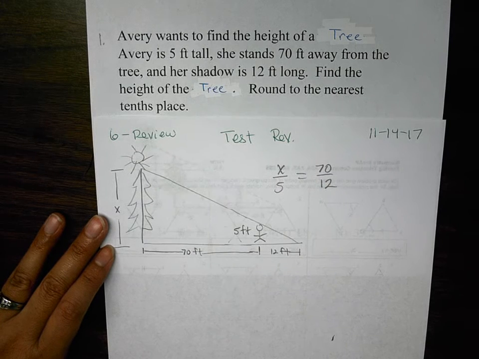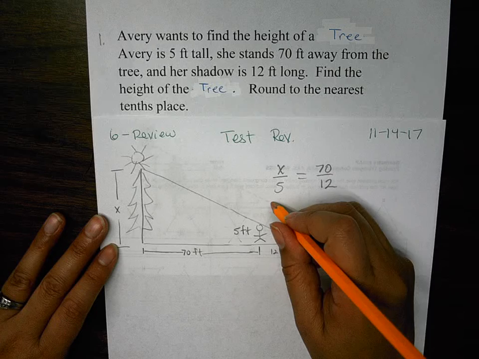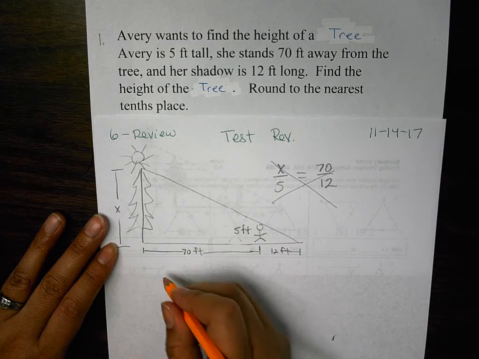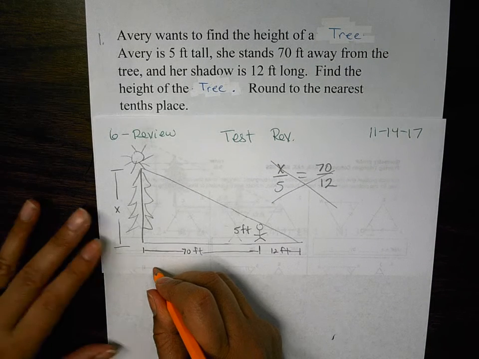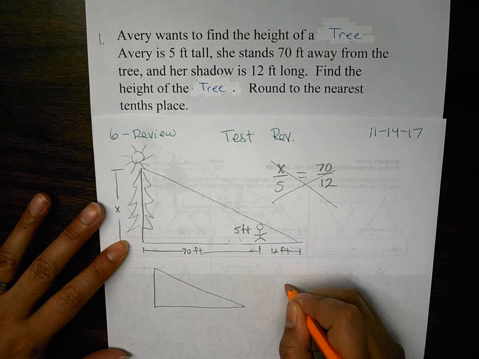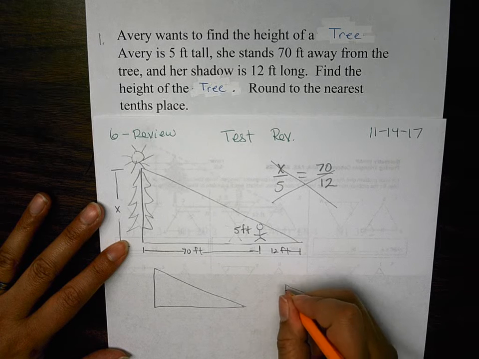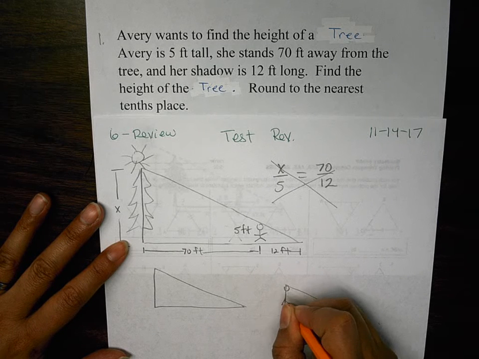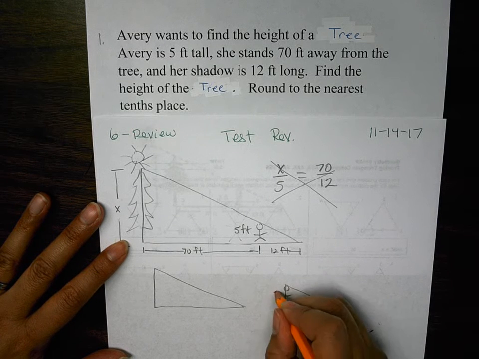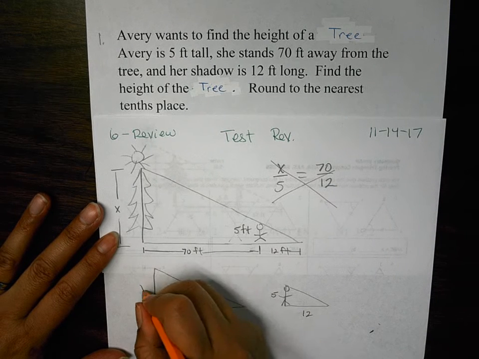Is that correct? Wait, isn't it? No, it should be the total. That's why I'm doing this one, because a lot of kids make that mistake. So I need to see your work on the test. I want to see you redraw it. You could put the man in there, and he's 5 feet tall. His shadow is 12 feet long. The tree is X feet tall.